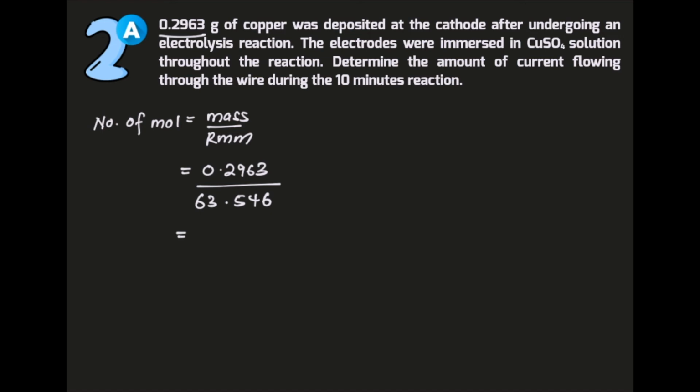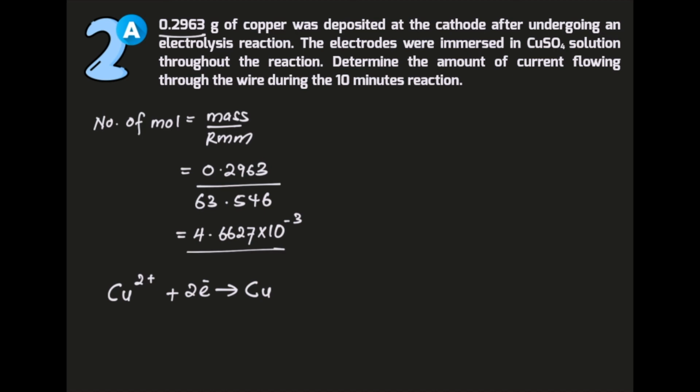Therefore, the number of moles of copper being deposited at the cathode is equivalent to 4.6627 times 10 to the power of negative 3. So what's next? We need to look at what really happened at the cathode. There should be some ion lingering around so that it can be deposited at the cathode as solid copper. So we can write the half reaction at the cathode, which is Cu2+ plus 2 electrons to produce Cu.